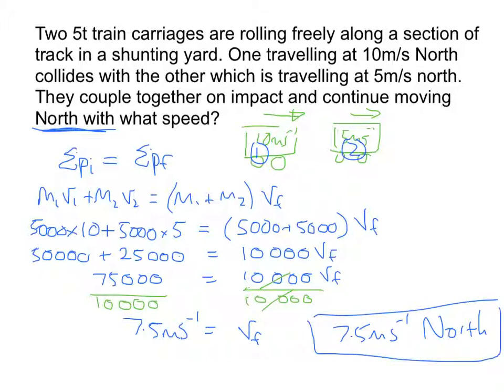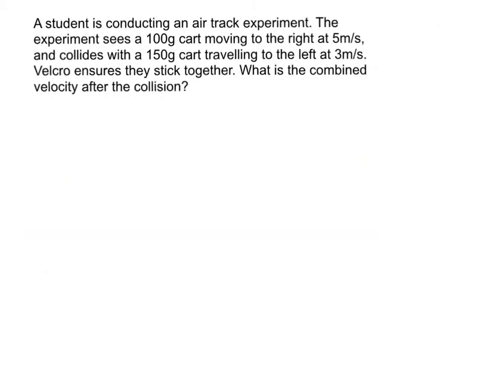And let's move on to one more question. Here we have a student conducting an air track experiment. The experiment sees a 100 gram cart moving to the right at 5 metres per second and colliding with a 150 gram cart moving to the left at 3 metres per second. Velcro ensures that they stick together, and what is the combined velocity after the collision?